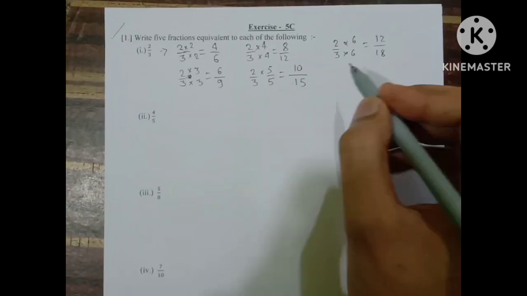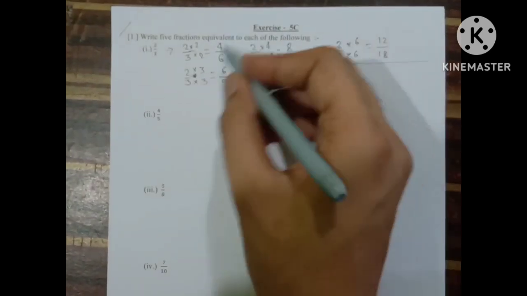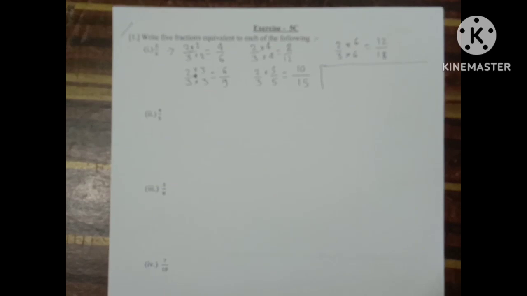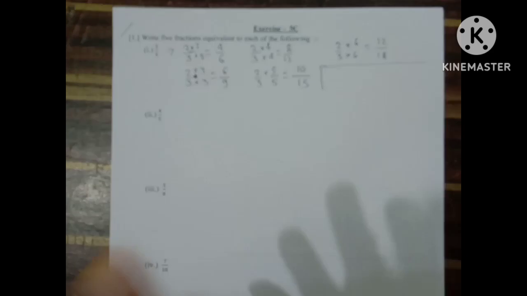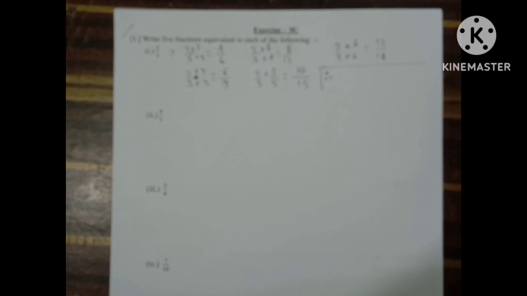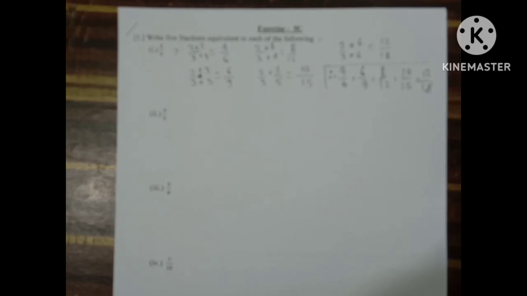Now here you don't have to cut it, that is, you don't have to bring it to the simplest form. You have to leave it as it is. So in a summarized way, we can write 4 by 6, 6 by 9, 8 by 12, 10 by 15, and 12 by 18. These are the 5 equivalent fractions of the given fraction 2 by 3.